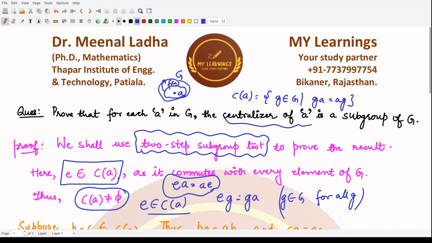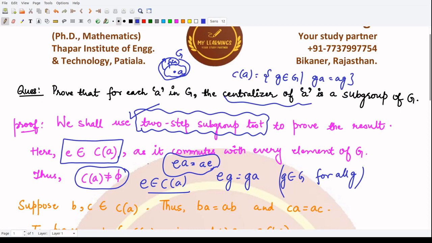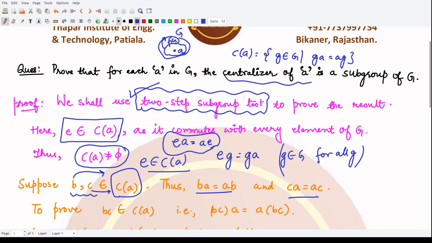Now let's move forward in order to apply this two-step subgroup test. For that, we take two elements B and C from the centralizer of A. If B is present in the centralizer, by definition BA would be equal to AB, and if C is present in the centralizer, then by definition CA would be equal to AC, correct? In order to prove that their product BC is also present in the centralizer, we have to show that BC into A is equal to A into BC. That means BC also commutes with A.